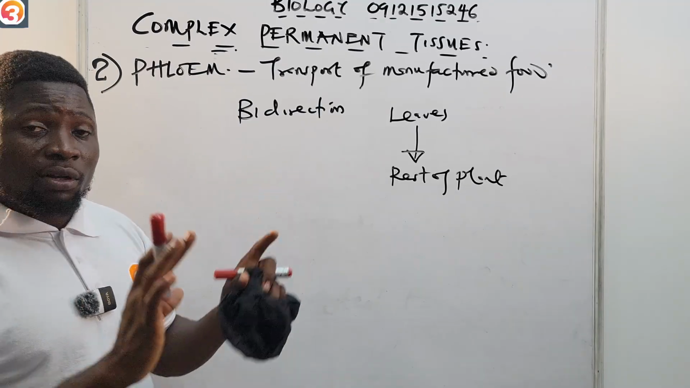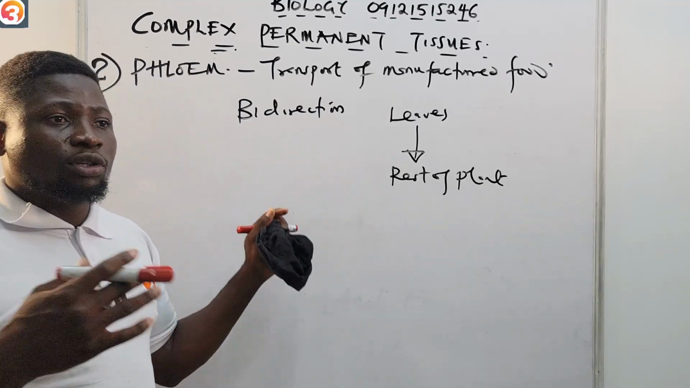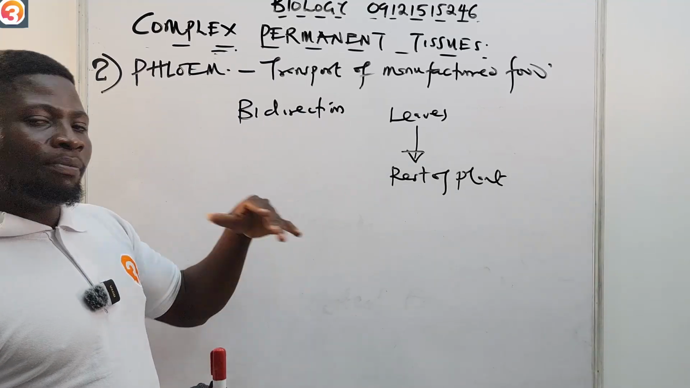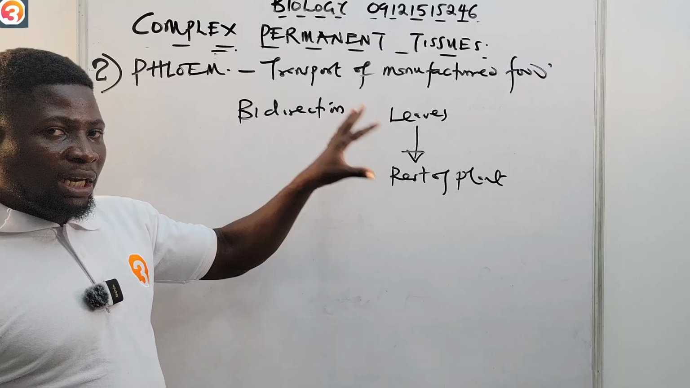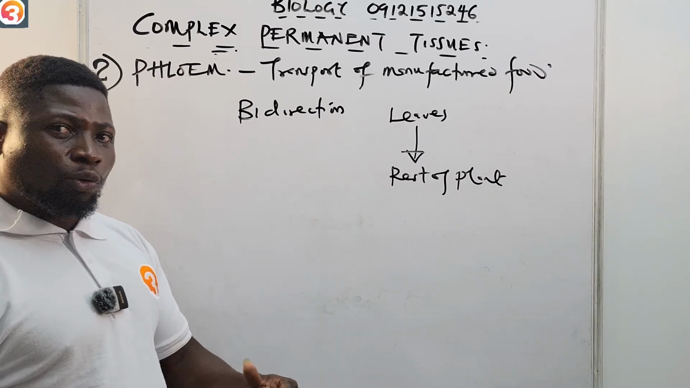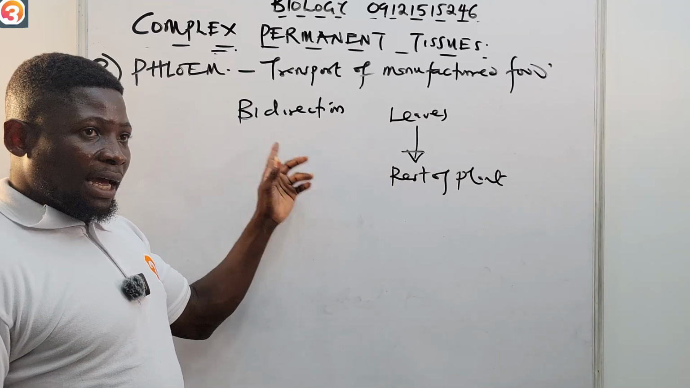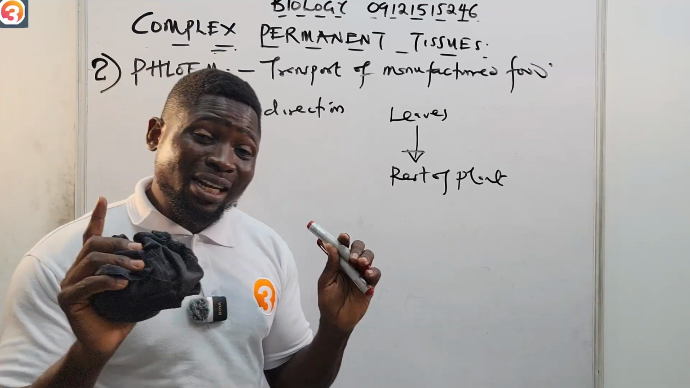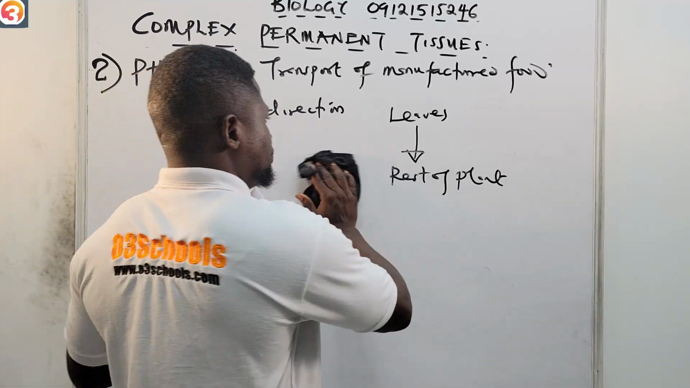I don't think they will tell you this, and most of our teachers will not say this to confuse you. But know that xylem is upward, phloem is from leaves to the rest of the plant. Xylem from roots to the leaves, phloem from leaves to the rest of the plant. So take note of that. Do not let it ever confuse you.